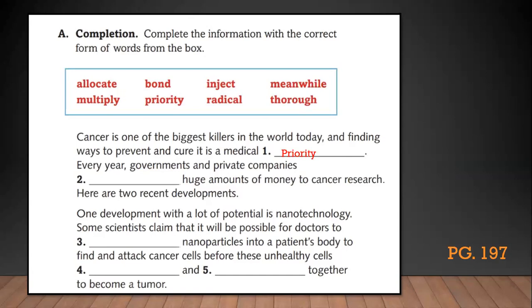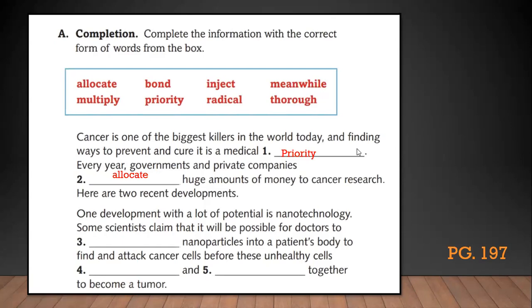Every year, governments and private companies, what? Bond? No, right? Radical? Allocate, yes. In that case, it is allocate. Remember, allocate means to provide or to support someone, in this case, with amounts of money. So, according to vocabulary, oops, I gave you the answer.